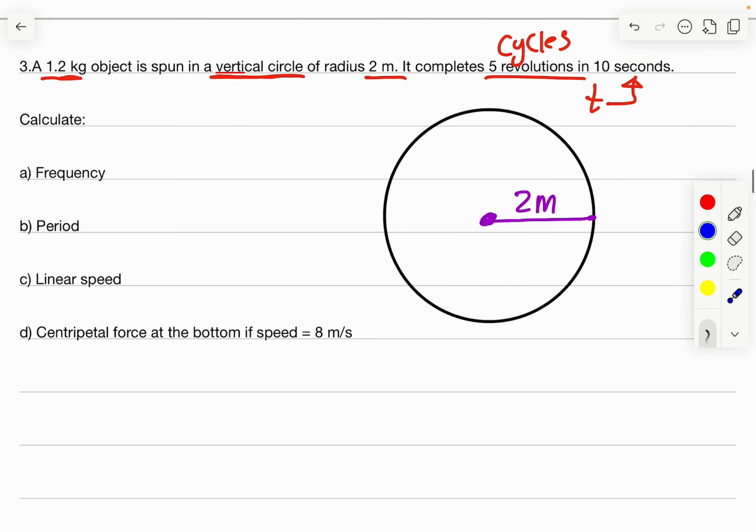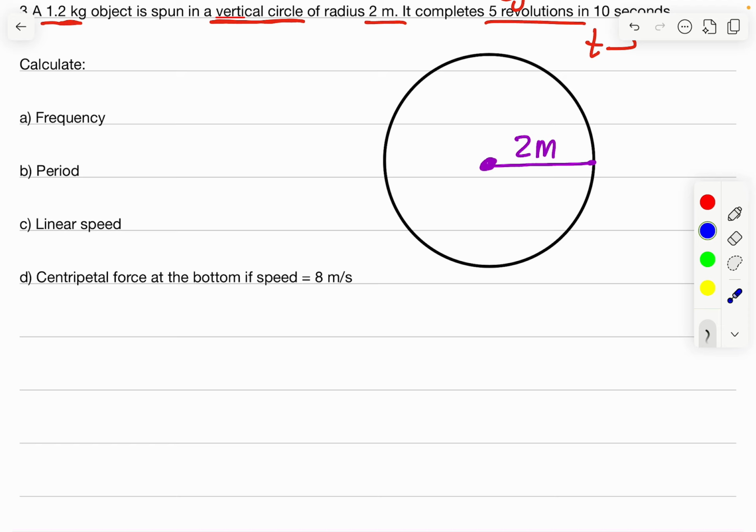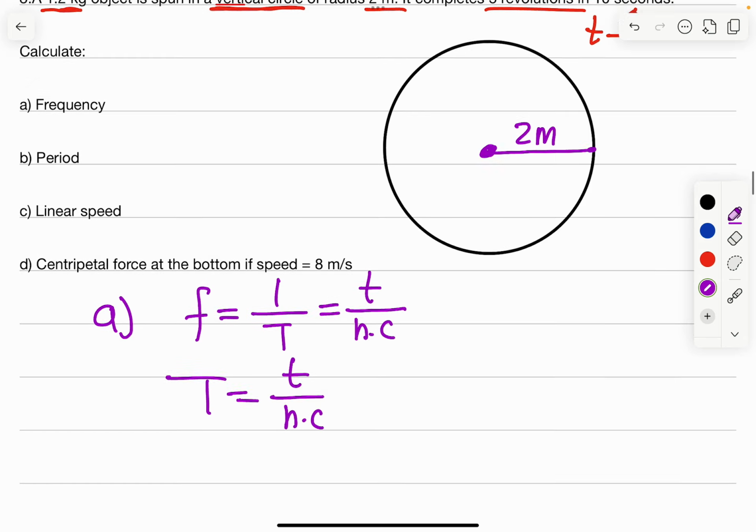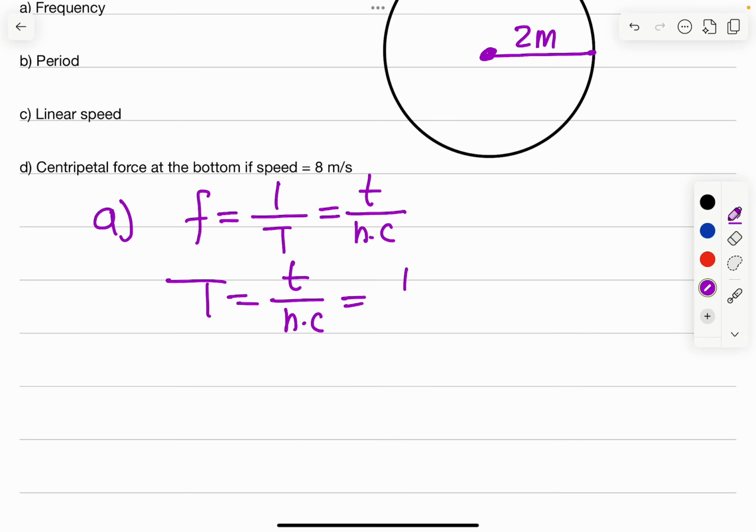The question says calculate the frequency. Question A. They say letter A, calculate the frequency. I told you the frequency is the same as 1 over period, or the same as the number of cycles divided by time. Understand? And I told you that the period equals the time divided by the number of cycles. Bear that in mind. Or 1 over frequency.